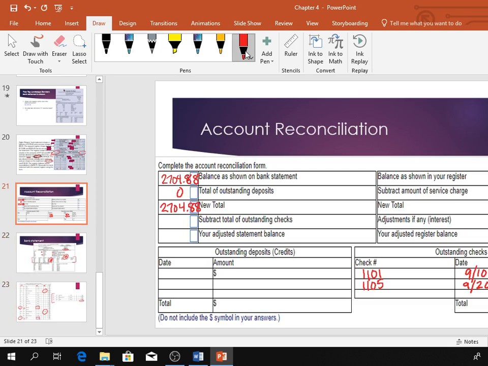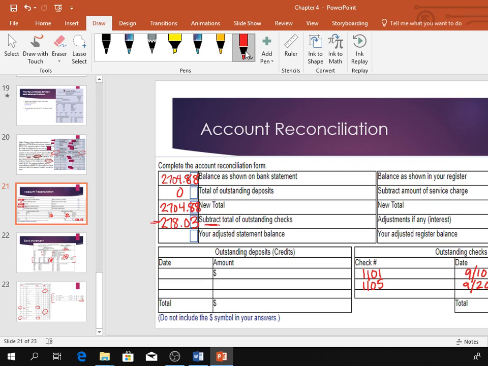Now we can add these together. So 190.35 plus 87.68 is going to give us $278.03. So that's going to be the total for my outstanding checks. Now, outstanding checks are going to come out of your bank statement eventually, so we're going to subtract them. It also tells you to subtract them.